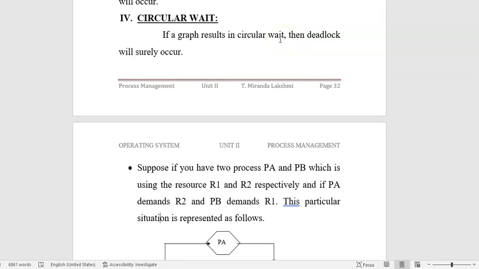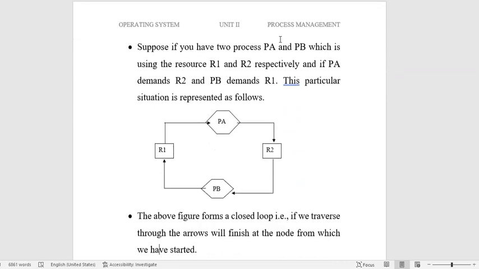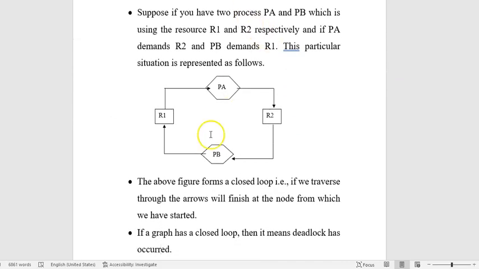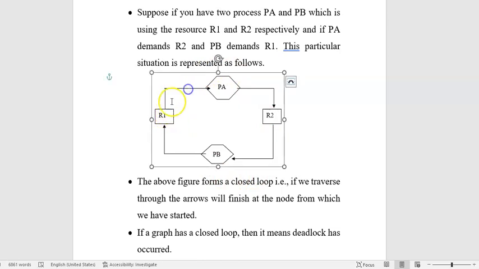If you take this graph, the above figure forms a closed loop. If you traverse from R1, we will end up finishing at the node where we started. So if there is a closed loop, it means that deadlock has occurred.